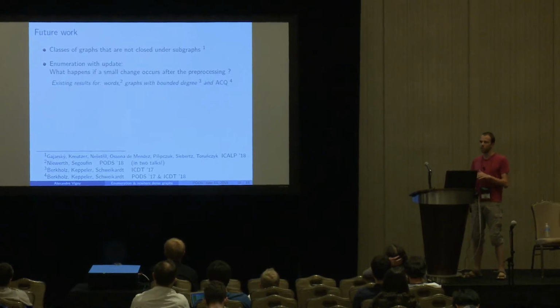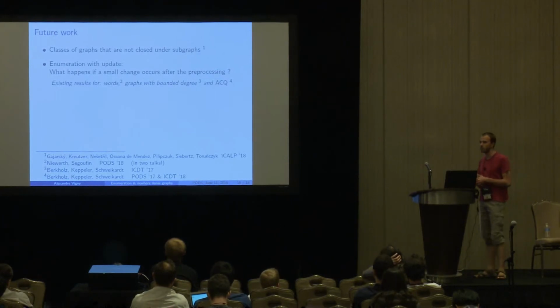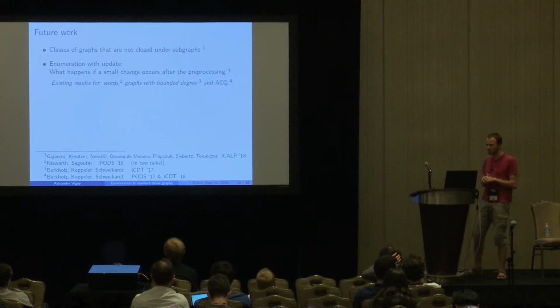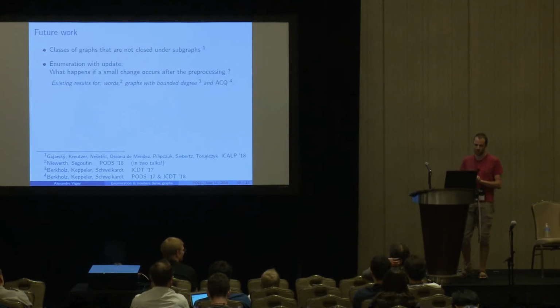The second possible improvement of our work is enumeration with updates. So here we assume that we are in a scenario where we can enumerate the solutions efficiently, but what happens if someone changes something in the database after we've built the index? Do we have to compute it from scratch all over again, or can we rebuild it in, let's say, logarithmic time or constant time? There has been lots of work recently in previous PODS and ICDT. One of them will actually be in two talks, and that's it. Thank you.